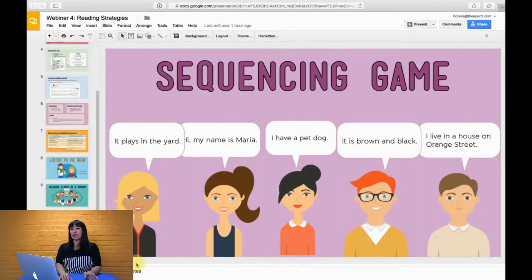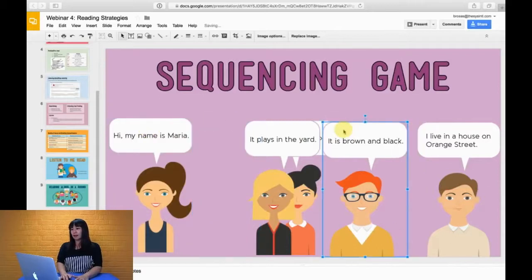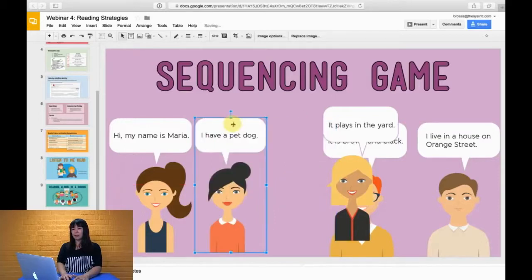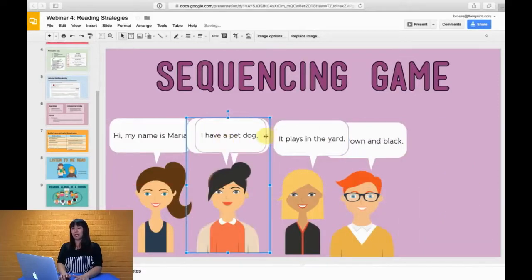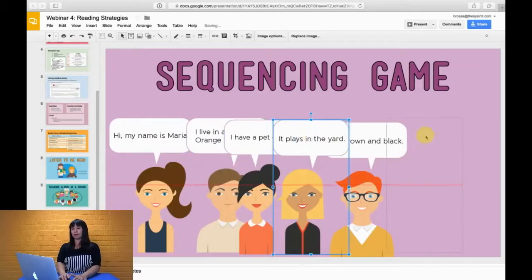So for example, you can see here, it plays in the yard. Hi, my name is Maria. I have a pet dog. It is brown and black. I live in a house on Orange Street. The students need to put these sentences in the right order. So for example, maybe you have, hi, my name is Maria first. I have a dog, which is here. And then it's brown and black. And then I say, oops, I live on Orange Street, should be here. So then you would move it down. So the idea is that you are putting these sentences in order.